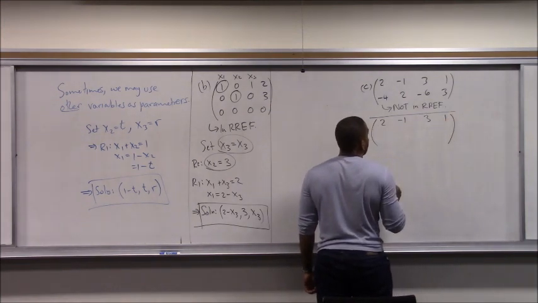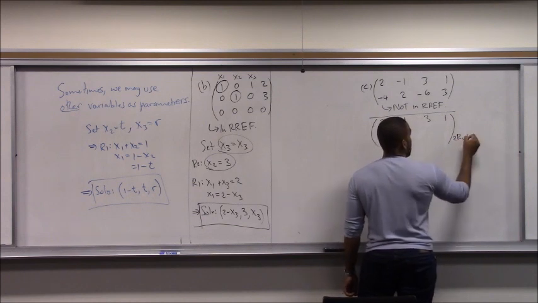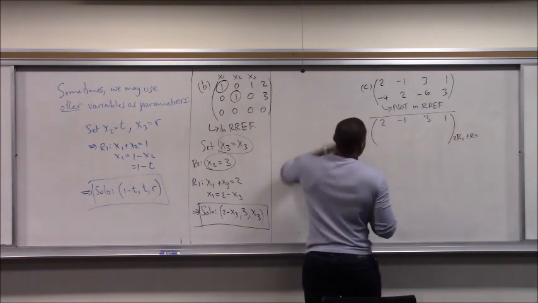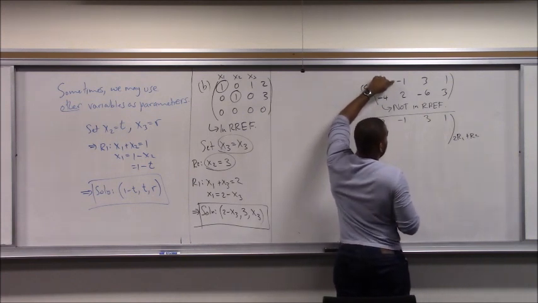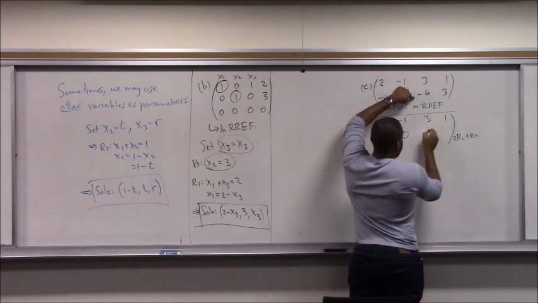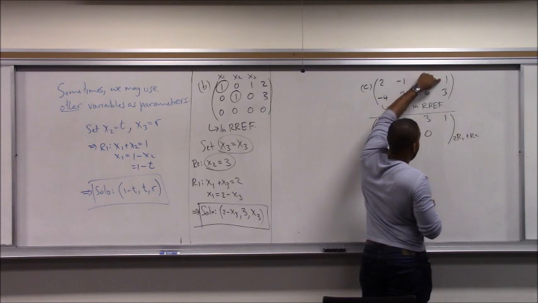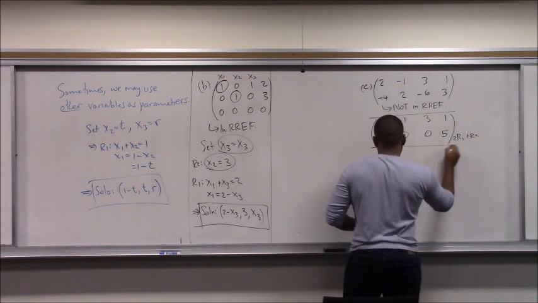Multiply the top row by 2. Right, row 1, take 2 times that and add it to row 2. So 2 times this is 4, and add it to that gives me the 0. 2 times this is minus 2, add it to that, 0. 2 times this is positive 6, add it to that, 0. 2 times this is 2, add it to that, 5. So what's this answer going to be?